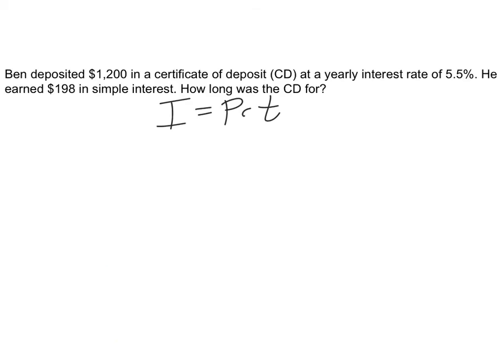Okay, our next one, we got Ben deposited $1,200 into a CD at a yearly interest rate of 5.5%. He got $198 in interest. How long was the CD for? So how long did it sit there? Okay, so numbers that we know, we started out with 1,200. That's our principal.